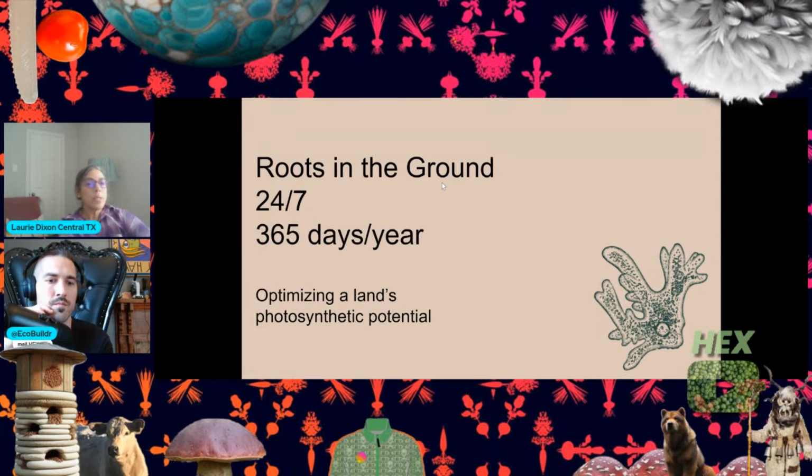The principle is continuous roots in the ground, 24/7, 365 days a year. This is kind of an exaggeration because we're in different climates. Not everyone can have roots in the ground 365 days a year. I think we can where we are, Davin. But the point is to always have the roots in the ground. Why? Because you are not capitalizing on that photosynthetic potential that those roots have.